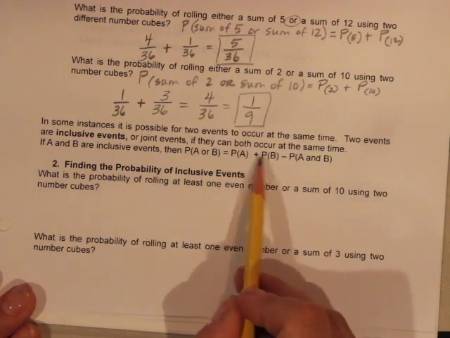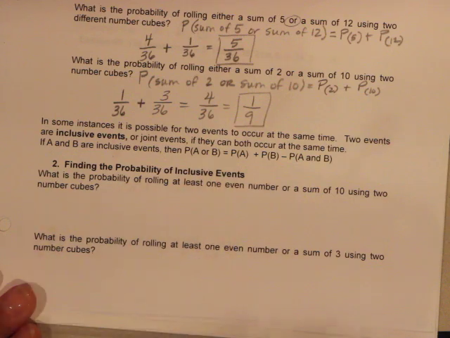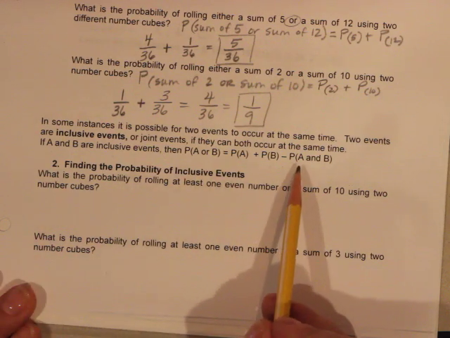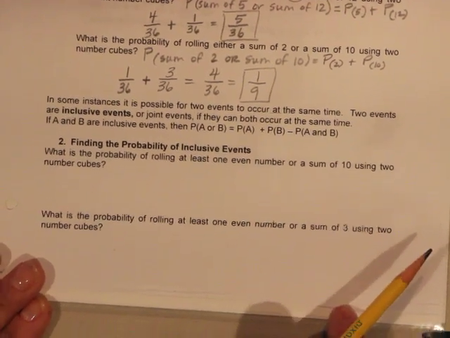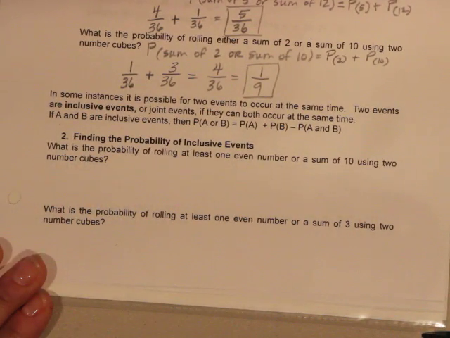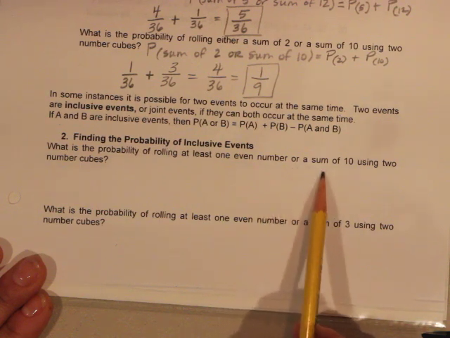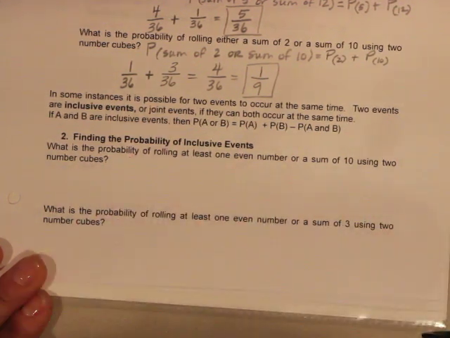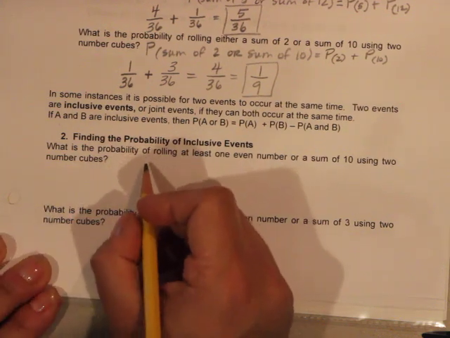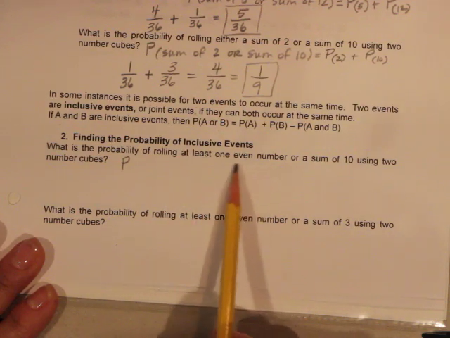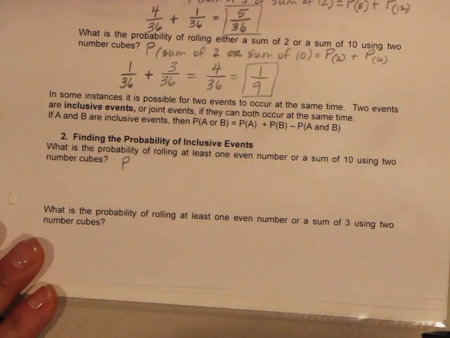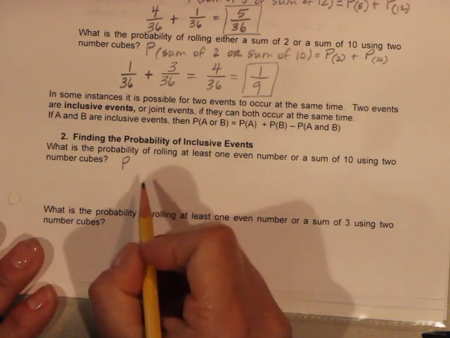We get these 2 probabilities added together, and we've got to subtract out the events or the times when those 2 events might occur at exactly the same time. Let's go ahead and work it out and see if it doesn't make more sense. What is the probability of rolling at least one even number or a sum of 10 using 2 number cubes? Because it's possible that we might roll an even number and a 10, we have to subtract that out of the total. So it's going to look like this.